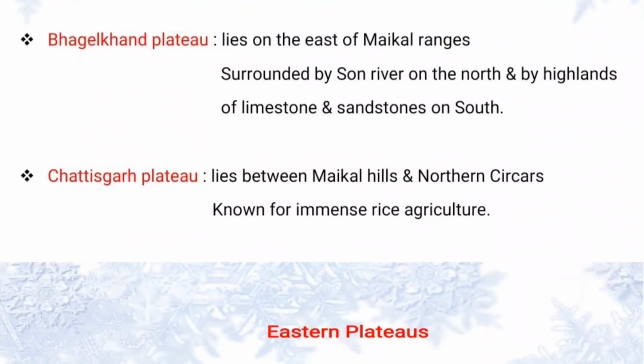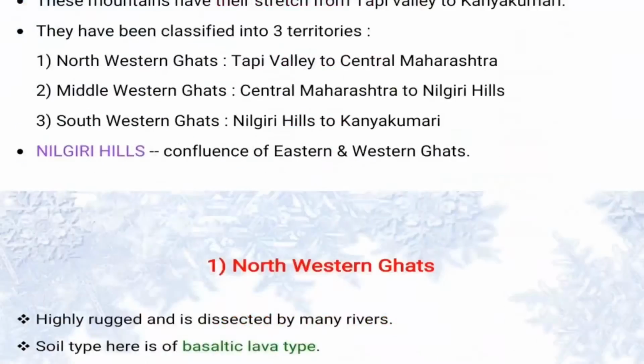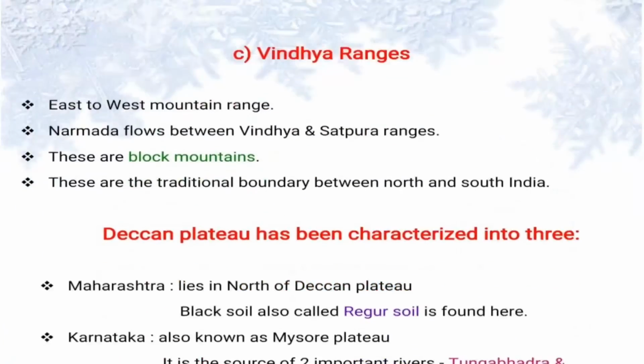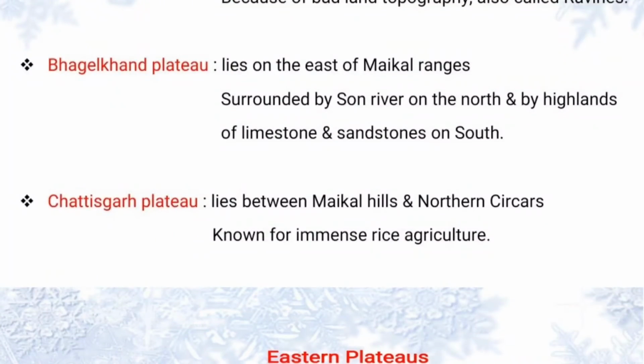Coming to the Bagelkhand Plateau, it lies on the east of the Maikal Ranges. First we need to locate where actually the Maikal Ranges are. So here these are the Maikal Ranges, and you have already located them on the map. So the Bagelkhand Plateau lies to the east of the Maikal Ranges, and it is surrounded by the Son River on the north and by the highlands of limestone and sandstone on the south.